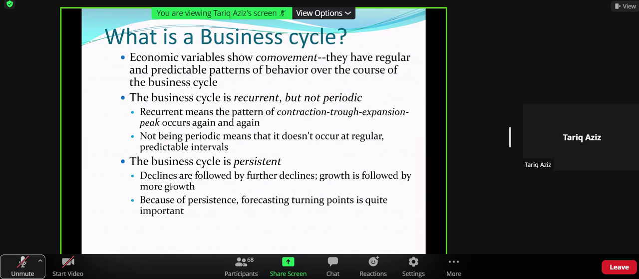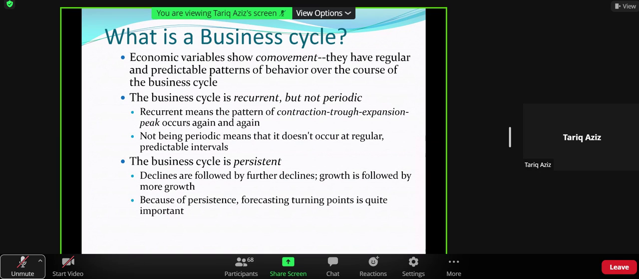The business cycle is persistent. Declines are followed by further declines. Growth is followed by more growth. It is not that in one particular quarter the economy has experienced positive indicators, and in the next quarter again it will become worse. It is not like that. The business cycle is persistent. If economic activities are increasing, they will keep increasing further. And if they start decreasing, then this decrease will again be persistent. It will continue for years, or quarter after quarter like that. So the business cycle is persistent. Declines are followed by further declines. Growth is followed by more growth.